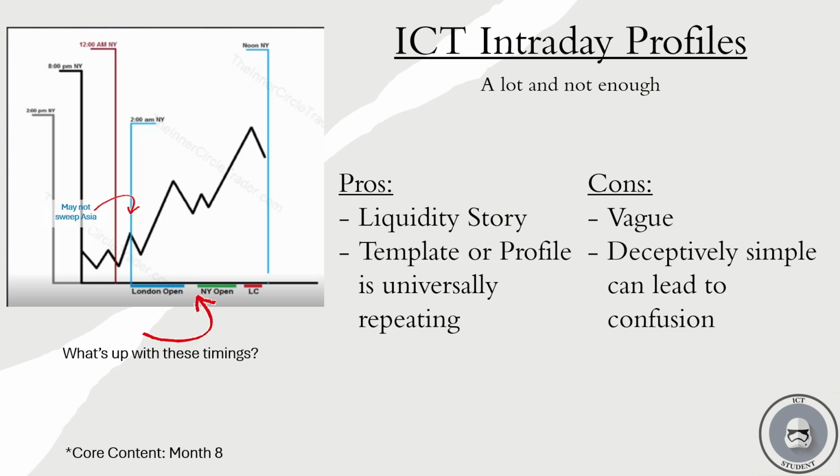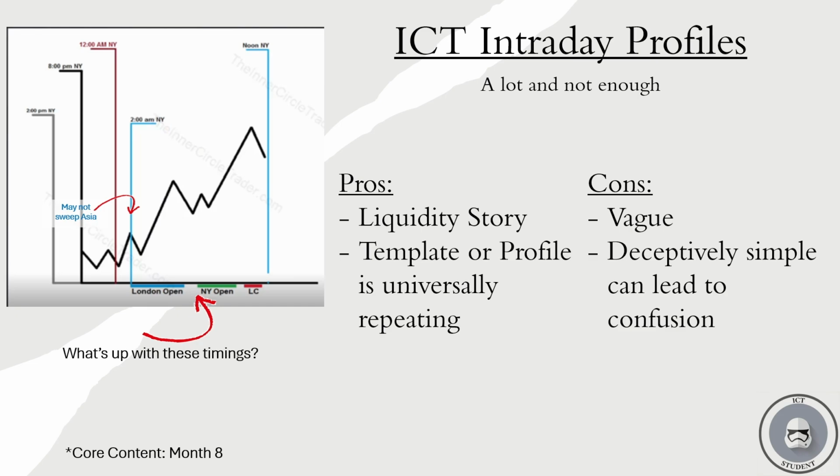There's some things about it, right? The pros of having a map like this is that it gives you a liquidity story. It tells you or guides you as to when and where price will either take internal versus external liquidity. It will give you a time frame or a time marker as to when you can expect price to continue pushing versus retracing versus reversing. And as a template or a profile, it is universally repeating, meaning all assets that work off of the same mechanisms of having a New York session, having a London session, having an Asia session will use profiles like this. They're universally repeating.